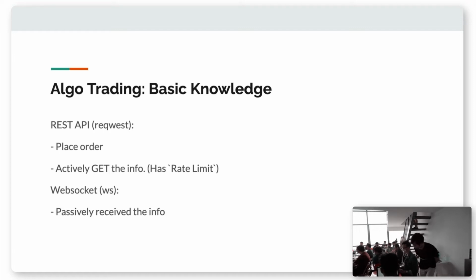I will say a few words about what techniques you need for algo trading. You need to know the REST API, how to post an HTTP request to the engine, and how to decode the response and get what you want. The REST API is a kind of active action. You ask the engine to give you what you want or to do your action.